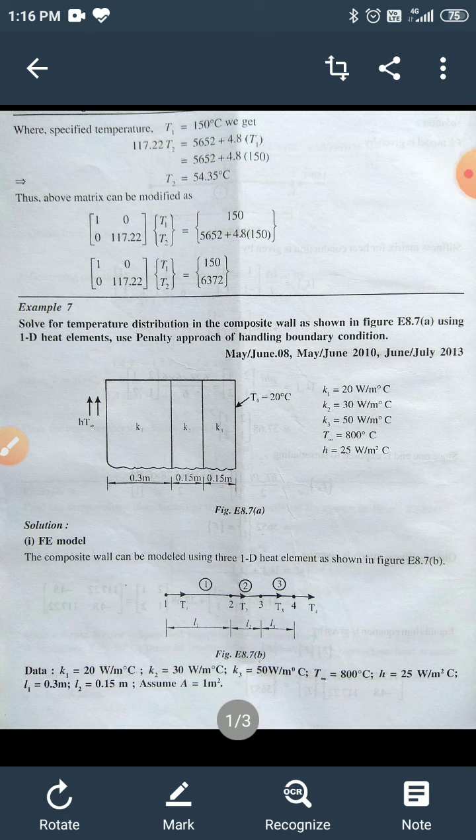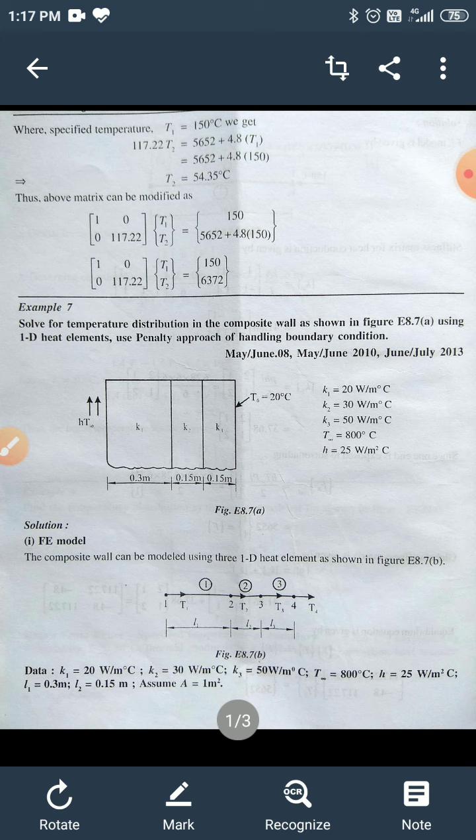Today I am going to explain heat transfer through the composite wall. This type of problem is asked repeatedly in previous question papers. Today I am going to explain a composite wall consisting of three materials. In the last lecture I explained conduction on the left side and convection on the right side. Today it is convection on the left side and conduction on the right side.